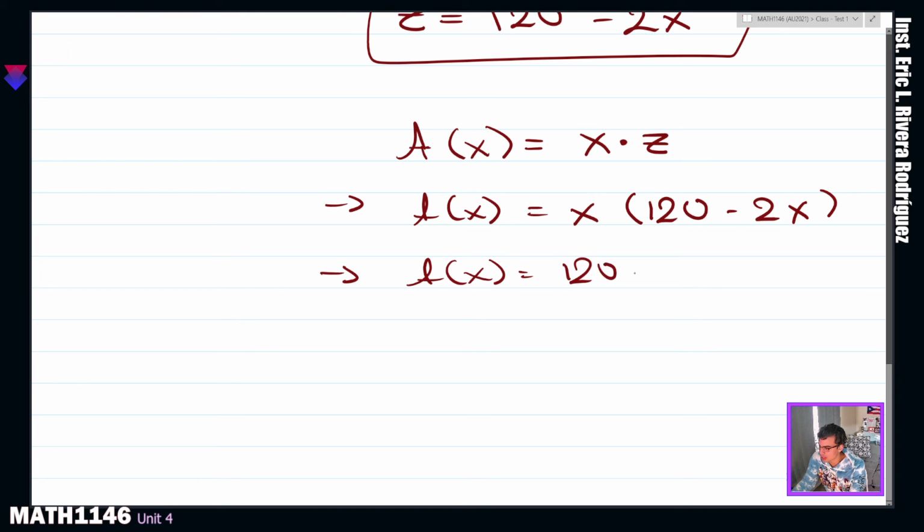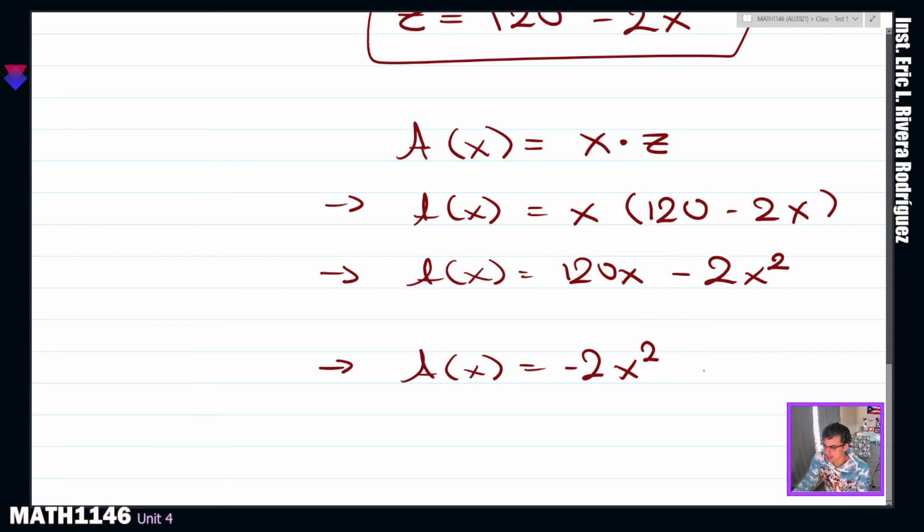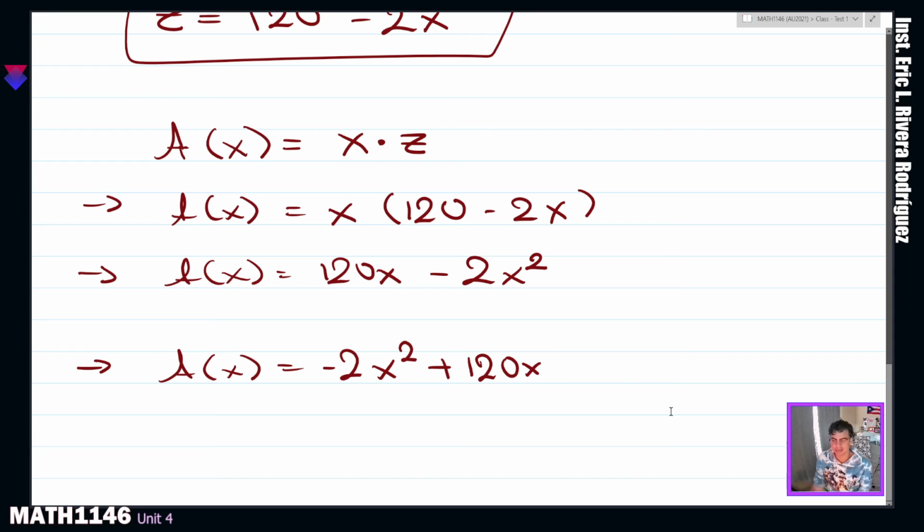So 120x minus 2x squared. And this term here is important because it is telling us this is a quadratic function. So let me change the order of this so we can compare it with what we have learned. The leading term is going to be negative 2x squared. The second term is going to be 120x. So this looks like something that we have learned, but not quite yet.